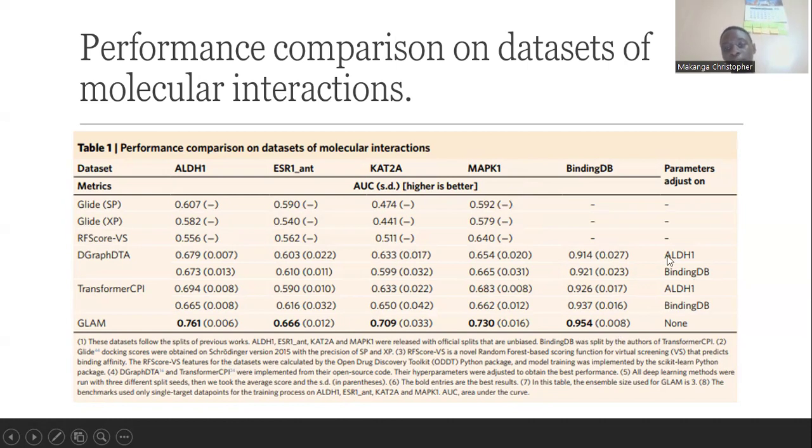Actually, the parameters on these data sets were adjusted to get the best performance from them. So from the performance comparison on data sets of molecular interactions, we can identify that GLAM performed better than all these other metrics. GLIDE docking scores were obtained on the Schrodinger version with a precision of SP and XP, then RF score is a random forest based scoring function for virtual screening, and DGraph DTA and Transformer CPI were implemented from their open source code.